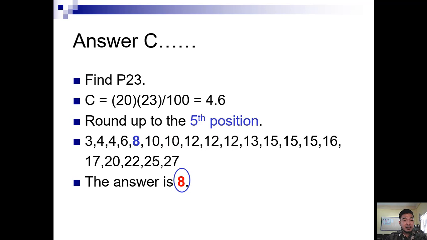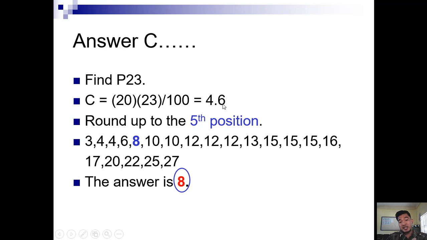The last one, find the 23rd percentile. Again, the formula, hanggang sa ma-master nyo na yung formula. C is equal to N, which is 20, times P, which is 23, divided by 100. 20 times 23 is equal to 460, divided by 100 is 4.6.